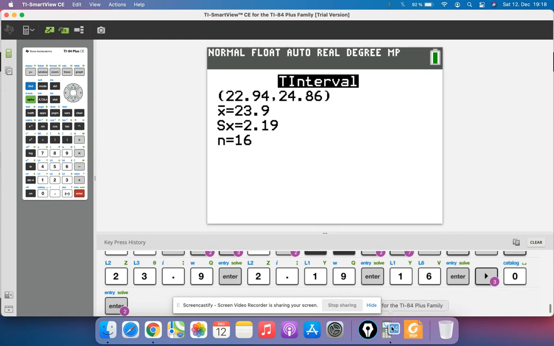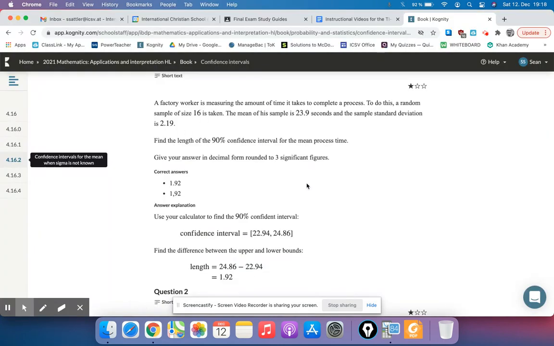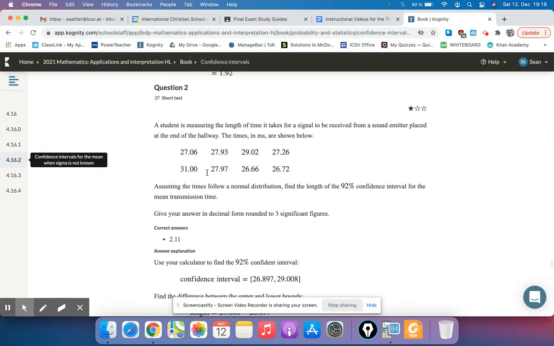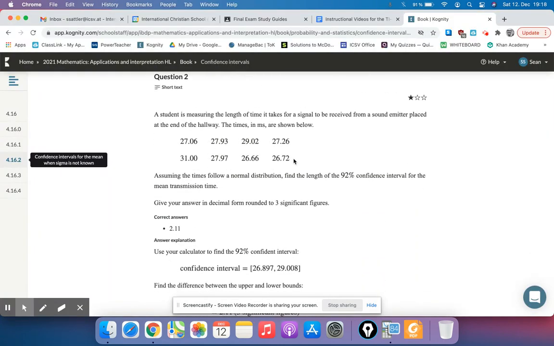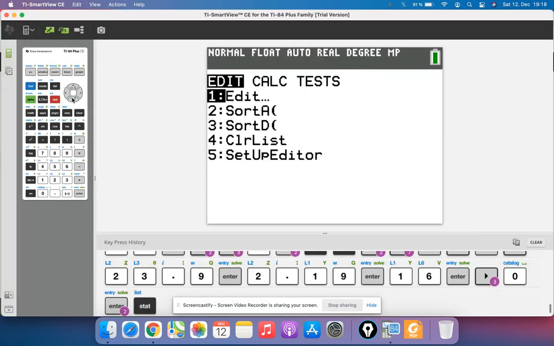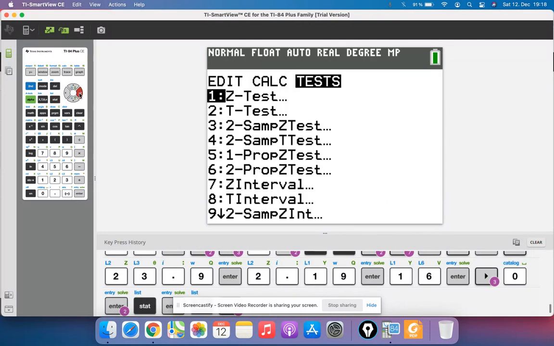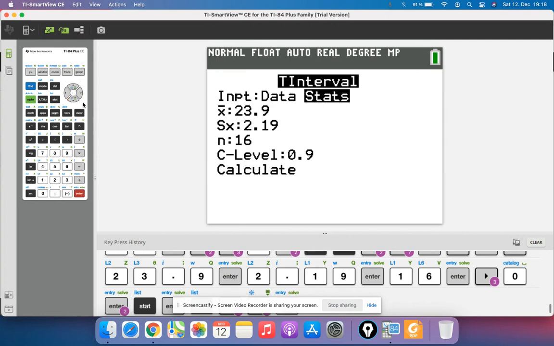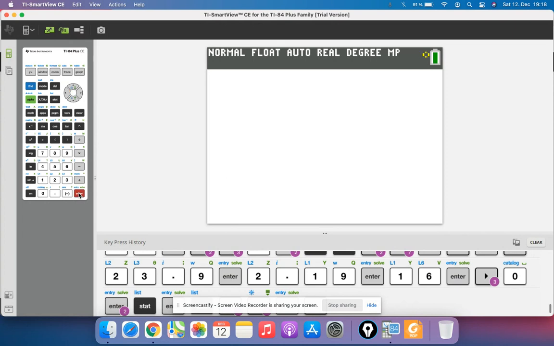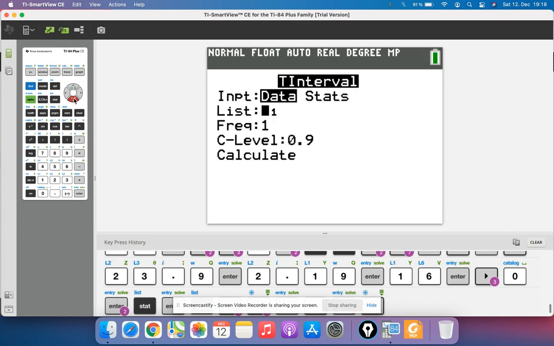So then let's look at another example where this time we're given some data. So we could type in the data into our calculator first, go to stat edit, and I've got this in my L2 list already. So I'll go back to stat tests and the t interval. This time I'm going to click on data, and I'm going to use L2.